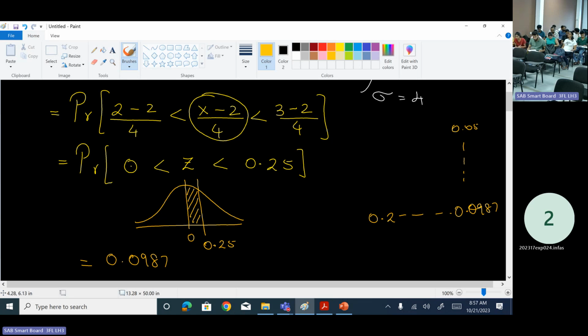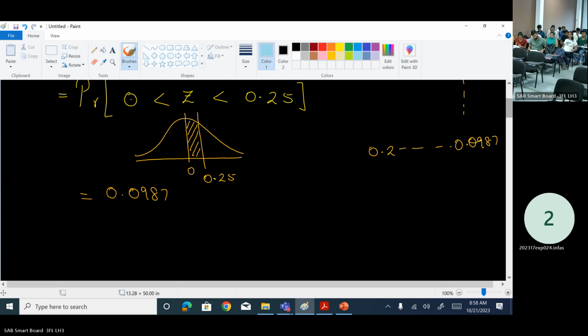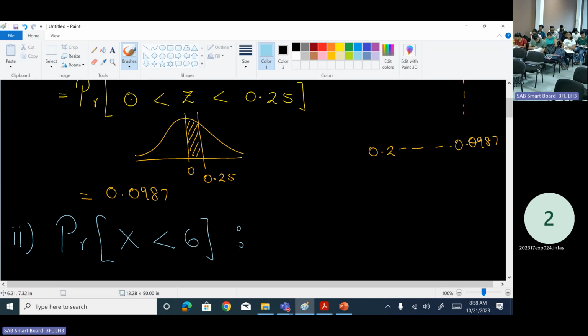So the only new thing is transferring any normal variable to standard normal. Second one: probability x less than 6, where x follows normal with mean 10 and sigma 5.